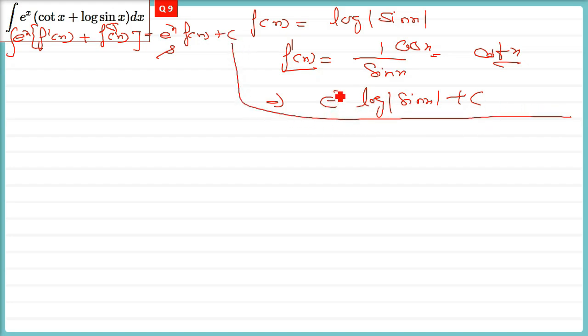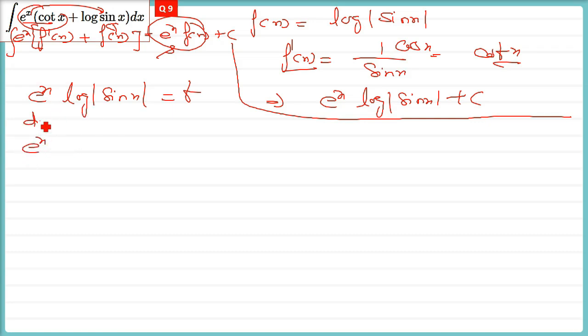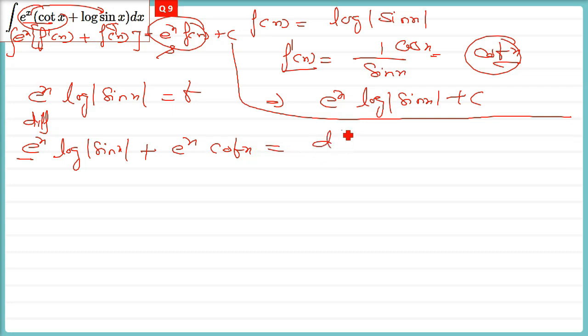But if this question carries more marks and it needs more explanation, then we ought to assume e raise x fx equals to t. What is fx? Log modulus of sin x, which we have identified already. Now we'll differentiate both the sides. So I'm differentiating both the sides now, using the product rule for e raise x, and the differentiation of log sin x has already been done a bit earlier. So it will be cot x equals to dt by dx.